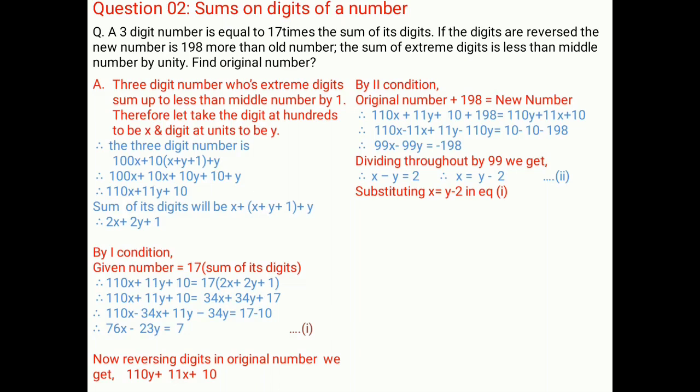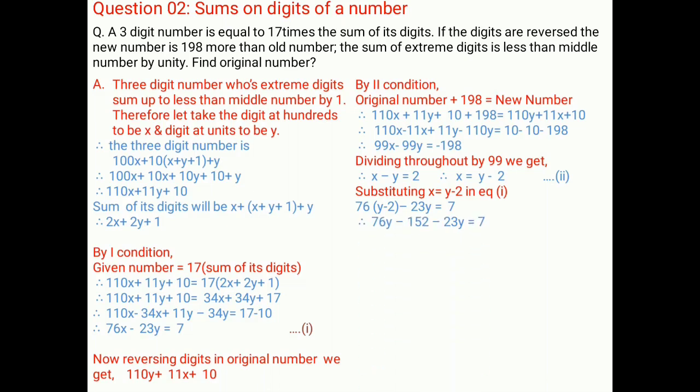Substituting x is equal to y minus 2 in equation 1, I get 76 into (y minus 2) is equal to 23y plus 7. Please note here that I'm using the elimination by substitution method. In the previous sum, I used elimination by equating the coefficients. You can use determinants or even the graphical method to solve the word problems.